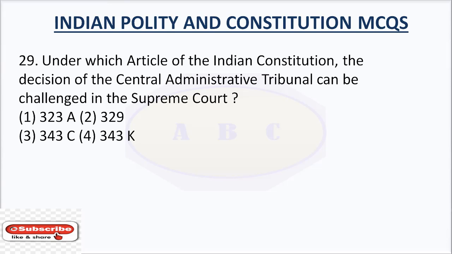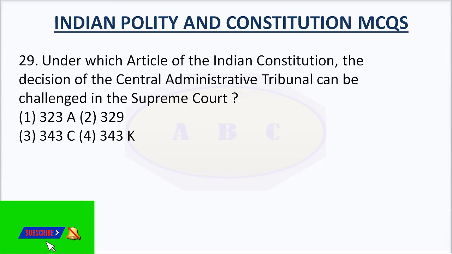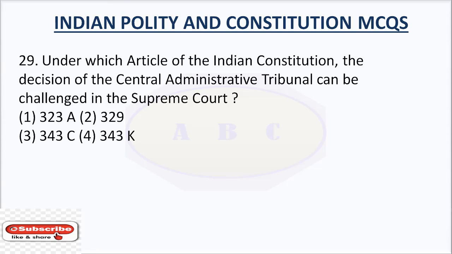Question number 29. Under which article of the Indian Constitution can the decision of the Central Administrative Tribunal be challenged in the Supreme Court? Option number 1, 320; option number 2, 329; option number 3, 343C; option number 4, 343K.